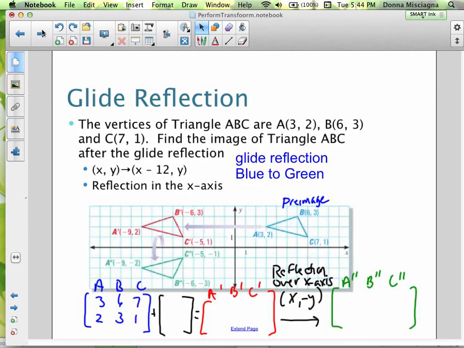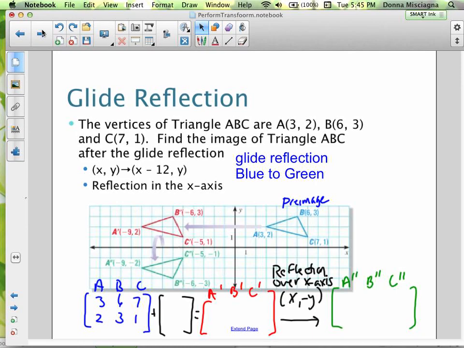All right, so this is the one that's not in your notes. This is showing a glide reflection. So the vertices of triangle ABC are A (3, 2), B (6, 3), and C (7, 1). We want to find the image of triangle ABC after the glide reflection. And so notice I have matrices, and those matrices are really going to help you keep organized, especially when you have more than one transformation.